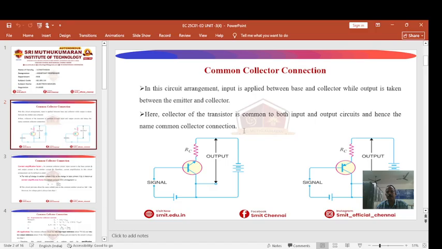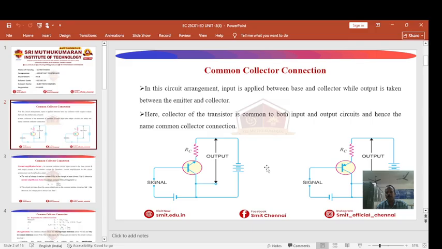So CC mode is also a famous mode in the BJT transistor configuration. So CE, CB and CC. Earlier we have seen about the common emitter as well as the common base. Now we are going to see about the common collector connection.